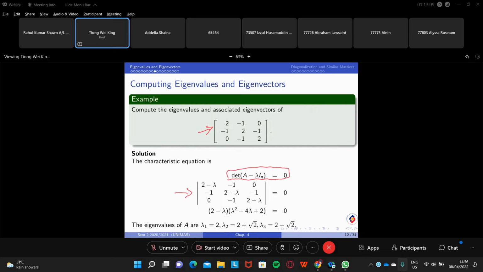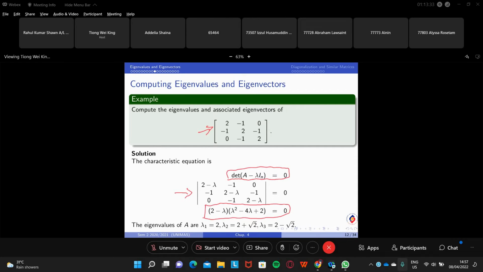Now here, if you do the cofactor expansion, at the end you will get this: 2 minus lambda, bracket, multiply lambda squared minus 4 lambda plus 2, equals to 0.